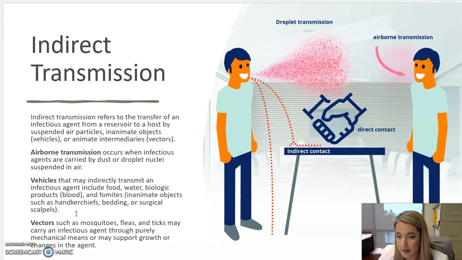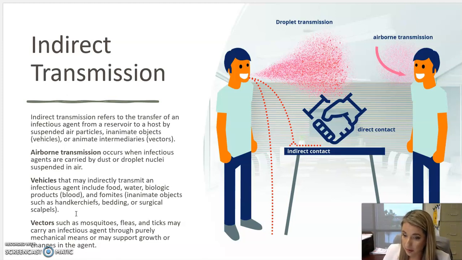There's various different types of vehicles. Vehicles are just non-living objects that can transfer disease into a host. So, for example, food is a vehicle. If you would ingest food that was contaminated with bacteria, that food serves as a vehicle to carry pathogens into your body. Blood and bodily fluids that have been expelled from an individual and are now required kind of cleanup.